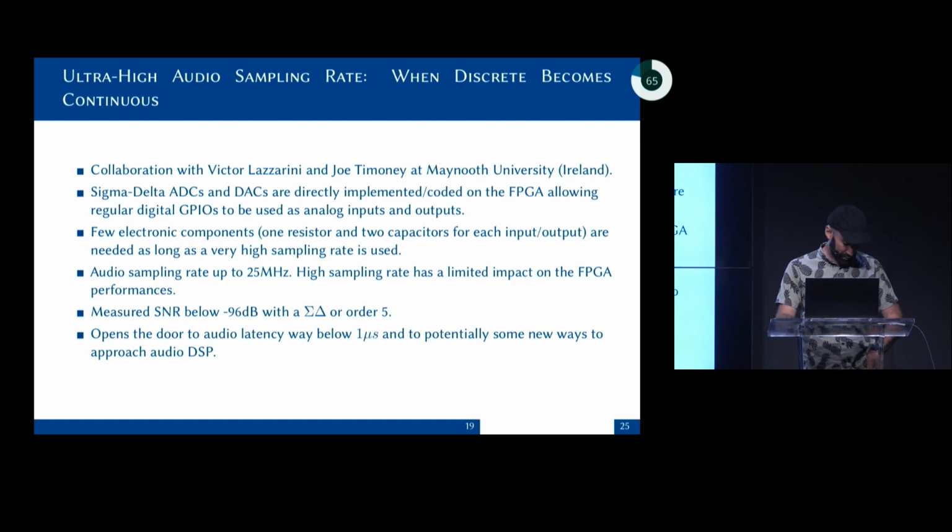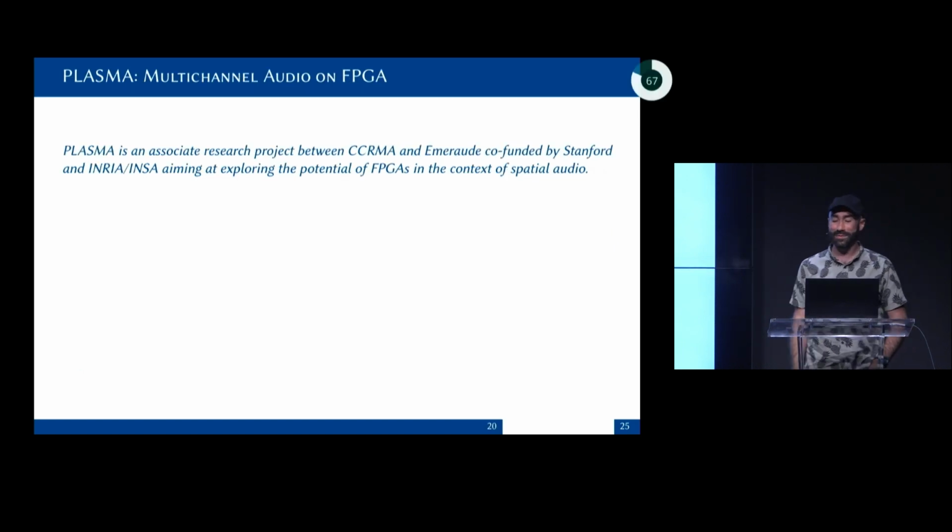Sorry, I'm going a little bit faster because I think I was a little bit ambitious in terms of the number of slides that I prepared, as you can tell.